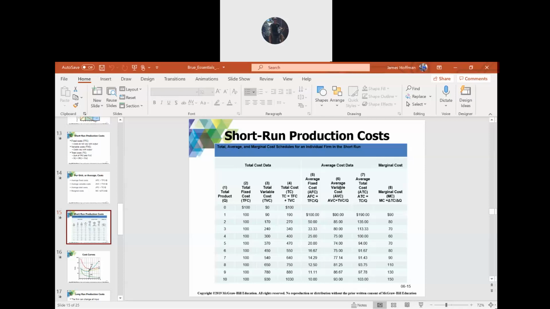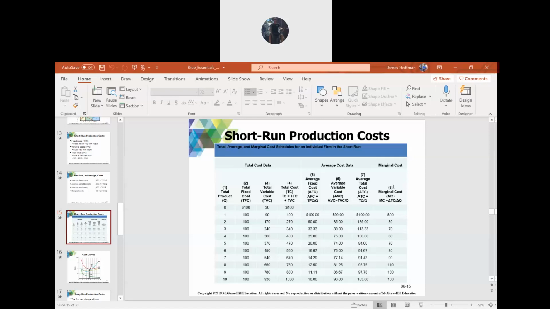All right, then column 6 is average variable cost. Average variable cost is just the total variable cost divided by Q. So take the total variable cost and divide it by Q. So 0 divided by 0, nothing. 90 divided by 1, 90. 170 divided by 2, 85, and so on. So take that and divide it by that. Average total cost is take the total cost and divide it by Q. All right, so 100 divided by 0, 190 divided by 1, and so on.